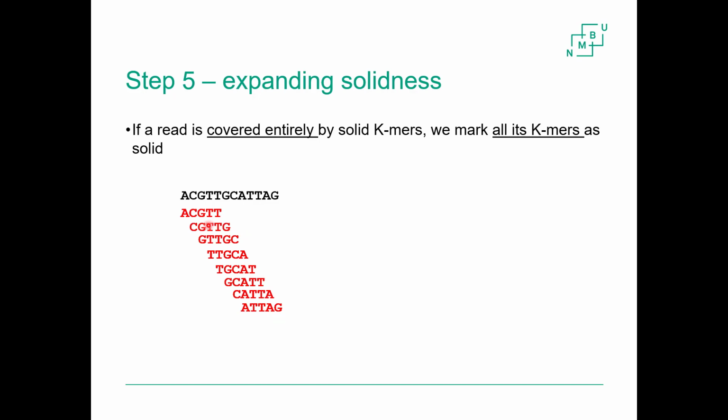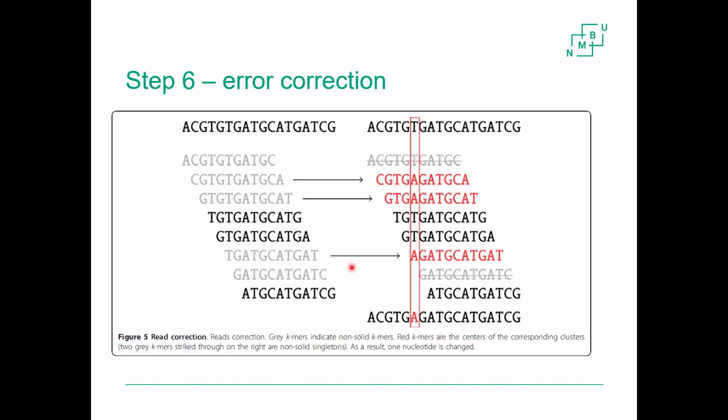So even if only the original cluster consensus sequences are solid, in this way, because solid k-mers occur on the same read, we say also that the others are solid if everything has been overlapped here. So this means we have a large set of solid k-mers in the end, and this is the last figure.